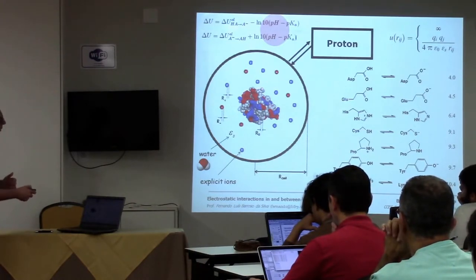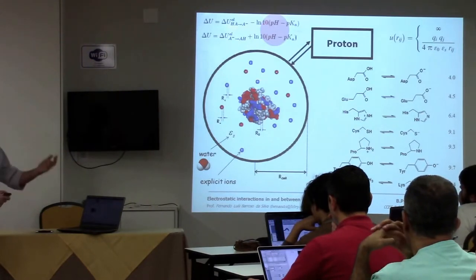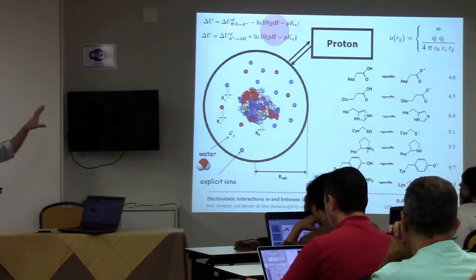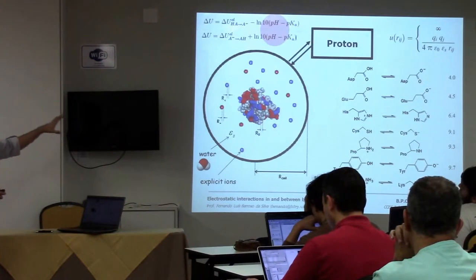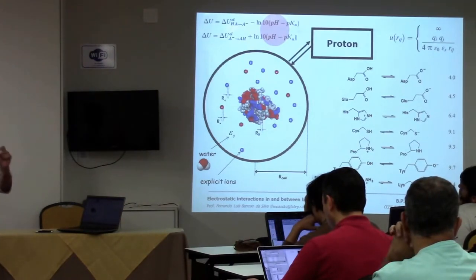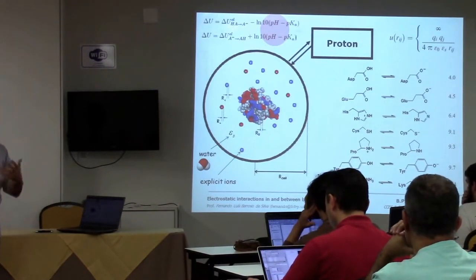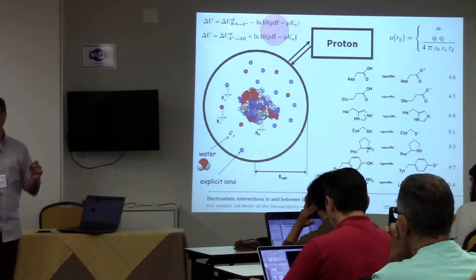But we can remove one proton from here and try to put it in the solution, check with a Monte Carlo criterion if you can accept or not, and vice versa. The whole system is going to be neutral. So this is the kind of modeling that we can do with explicit counterions. This is important if you know that your counterions are divalent or trivalent, because we can also include here the ion-ion correlation effects.